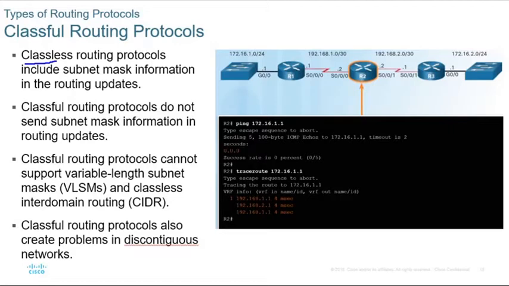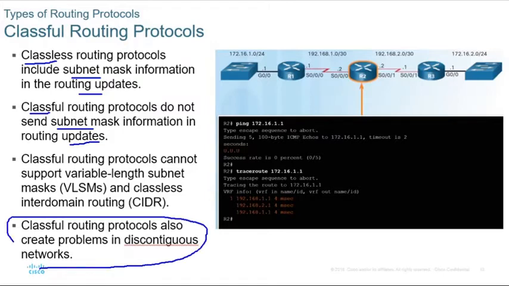Classless routing includes the subnet mask in the routing update. Classful doesn't include the subnet mask in the routing updates. What is the impact of not including the subnet mask information in the routing update? It can create problems. So we're going to see those types of problems later in discontiguous networks.